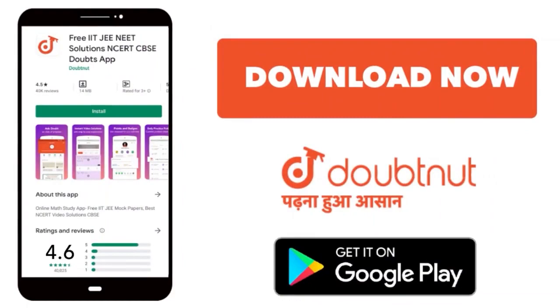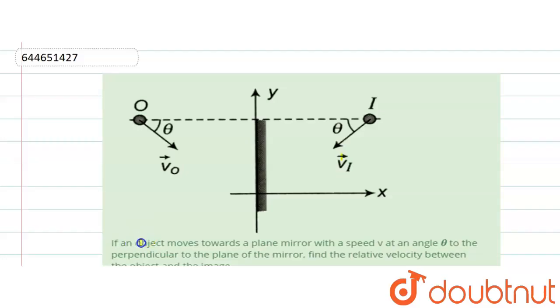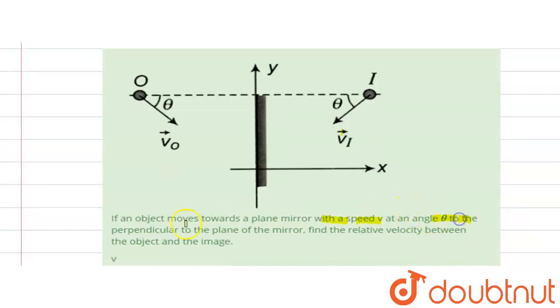Download Doubtnut app today. The question is given: if an object moves towards a plane mirror with a speed v at an angle theta to the perpendicular to the mirror, find the relative velocity between the object and image. Now here we have to find the relative velocity between object and image. This is the object and this is the image.